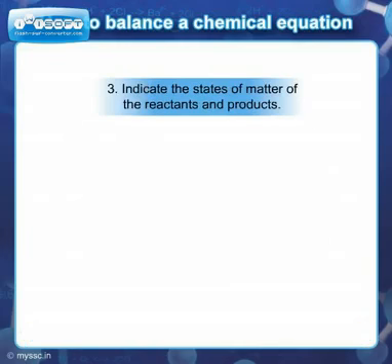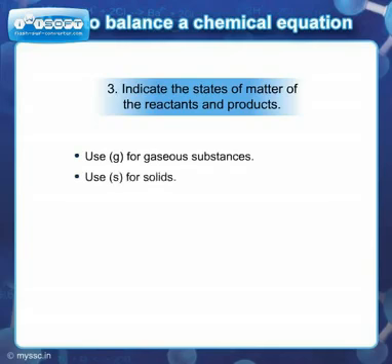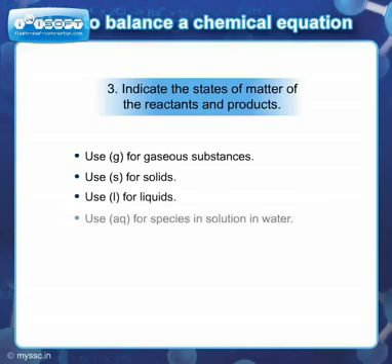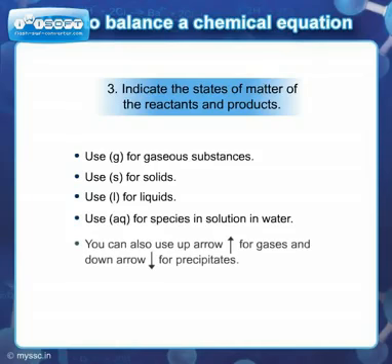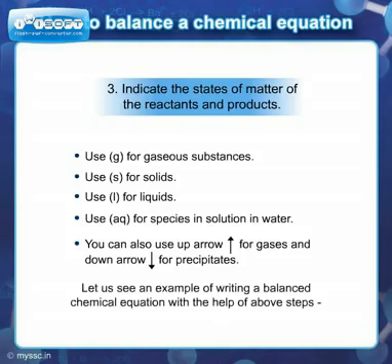Step 3. Indicate the states of matter of the reactants and products. Use G for gaseous substances, S for solids, L for liquids, and AQ for species in solution in water. You can also use an up arrow for gases and a down arrow for precipitates. Let us see an example of writing a balanced chemical equation with the help of these steps.